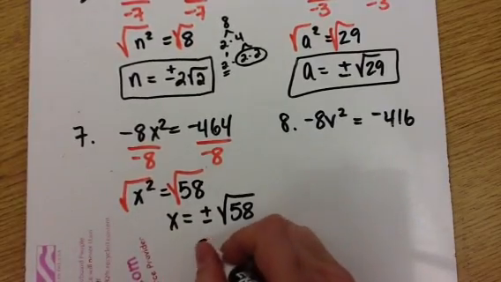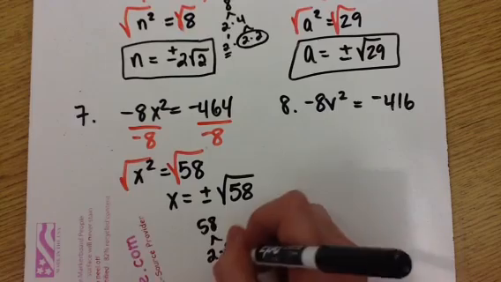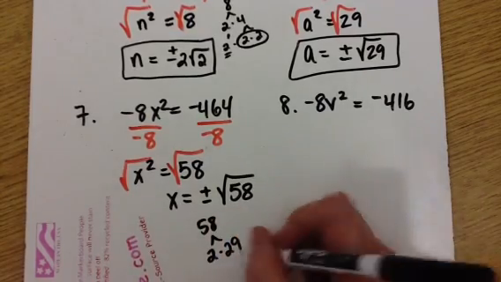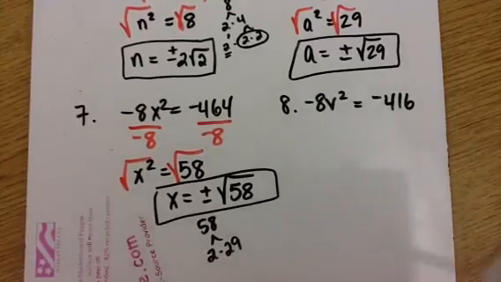So x equals plus or minus the square root of 58. And we should check to see if 58 breaks down. It would be 2 times 29. 29 is prime, so that's as far as that breaks. Let's see on number 8.